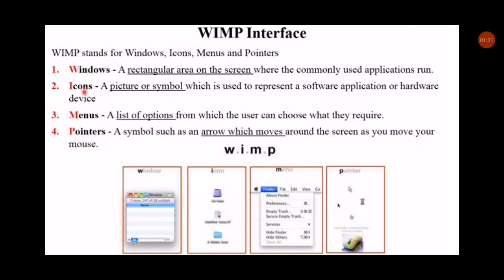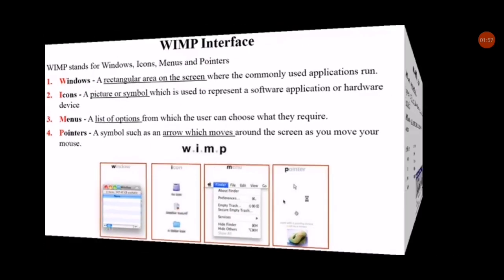So windows, icons, menus and pointers. These all four elements are called the WIMP interface. See here in this diagram, just an overview or structure of the WIMP: windows, this is the screen of the window, icons, then menus like a list of options, and pointers, right? So let's see in detail what is meant by windows.